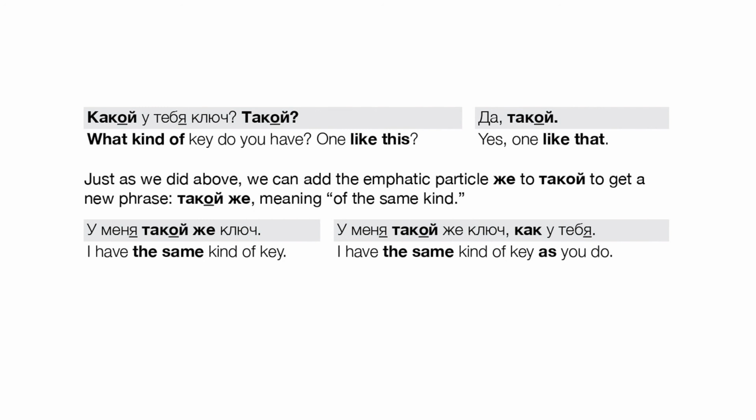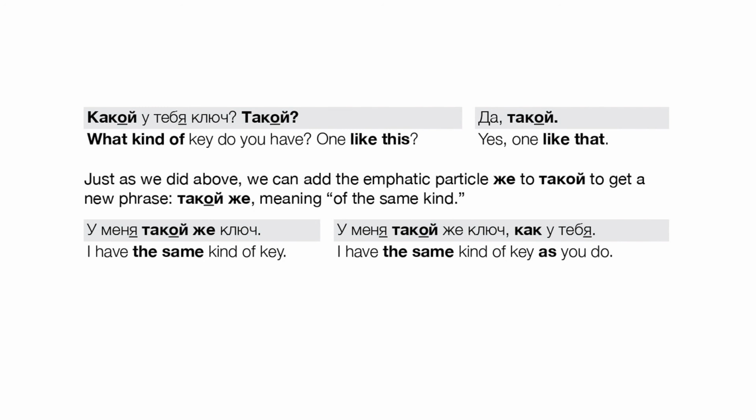So, for example, какой у тебя ключ? Такой? What kind of key do you have? One like this, and we're pointing, right, this kind of a key. Да, такой, yes, one like that. Now we can add je to that. Again, it adds more emphasis to the word that comes in front of it. And the resulting expression means the same kind of, sort of like we were doing earlier. But instead of saying that it's the same one, we're saying it's simply the same kind of.